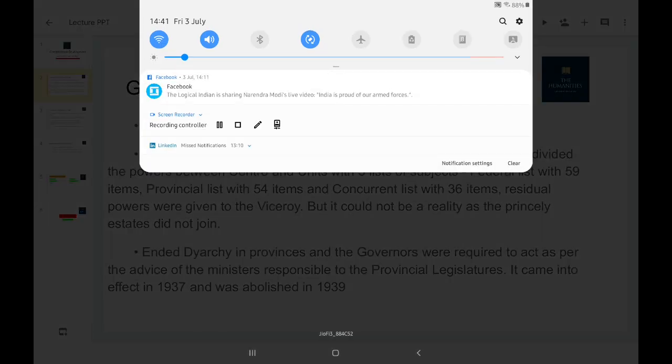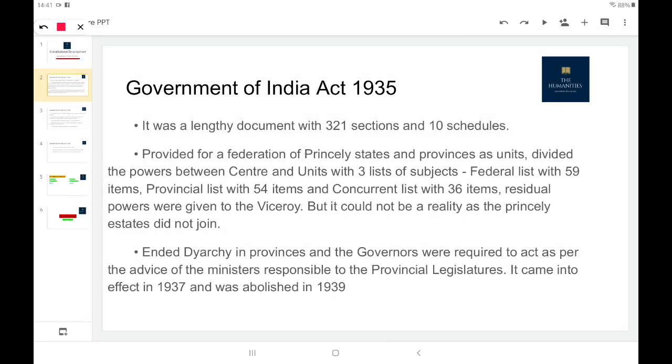So the Government of India Act 1935 was a major act passed by the British government, and it also acted as a base for the Indian Constitution. When it was passed, it was a very lengthy document which had 321 sections and 10 schedules in it. Okay, and it provided a federation.